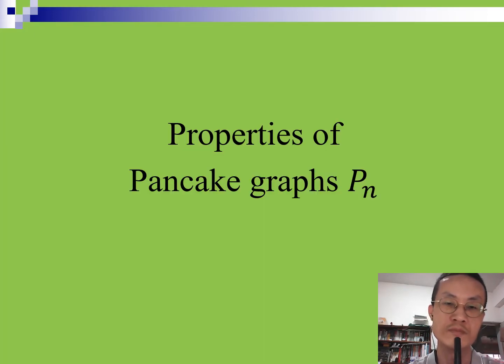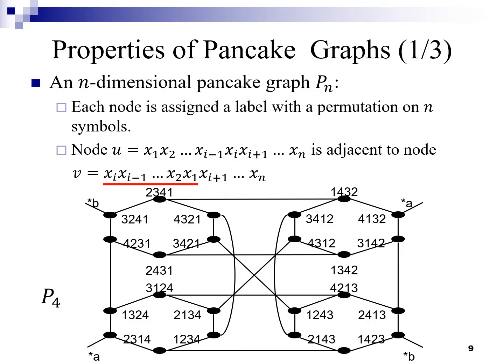Now we want to introduce some basic properties of Pancake graphs, P_n. In an n-dimensional Pancake graph P_n, each node is assigned a label with a permutation of n symbols. For example, in the following figure, it is a four-dimensional Pancake graph P_4, and we can see that each node is labeled with a permutation of four symbols.